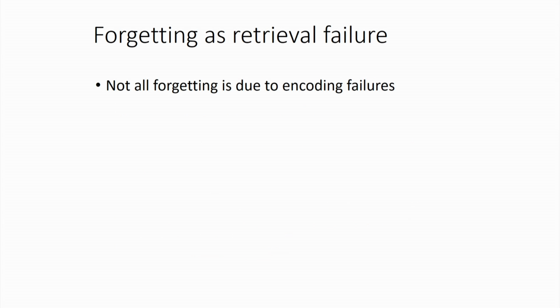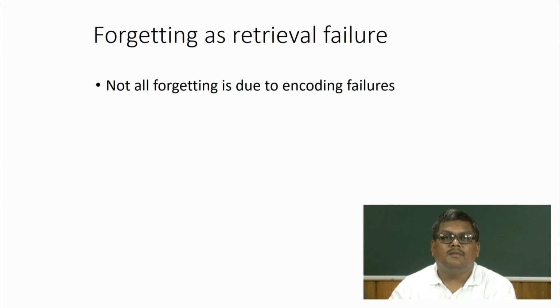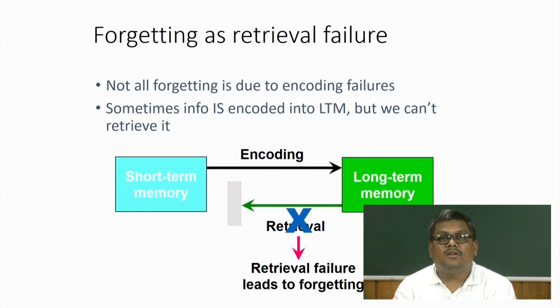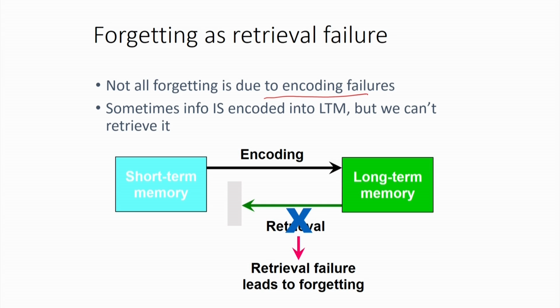Another reason why people tend to forget, another theory which proposes forgetting from long term store, is called the retrieval failure theory. So, what does this theory say? It says that not all forgetting is due to encoding failure. Some of the forgetting is due to retrieval failure also.